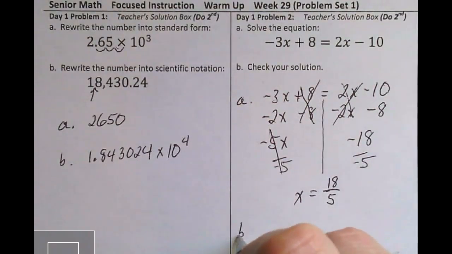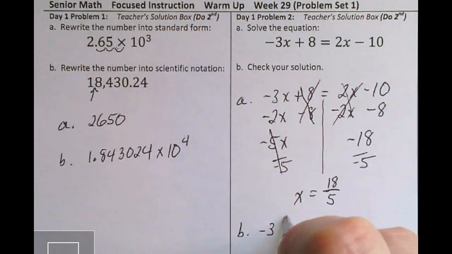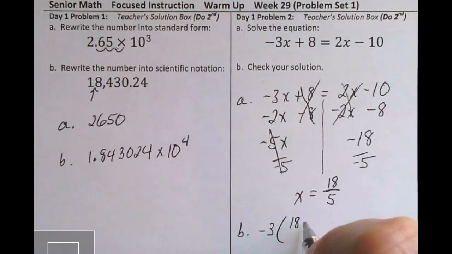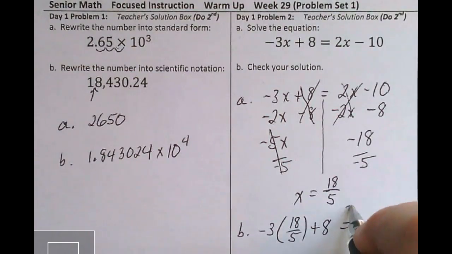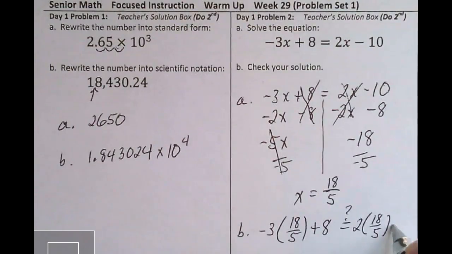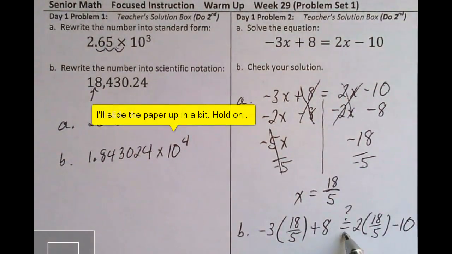Now in part B, let's check that that's correct. So we take the original equation, substitute 18/5 in for x, see if the left side of the equation turns out to be equal to the right side. Okay, on the left side of the equation, negative 3 times 18 is negative 54/5. And then plus 8, because this is a fraction, I'm going to rewrite the whole number 8 as a fraction. 8 can be rewritten as 40/5.